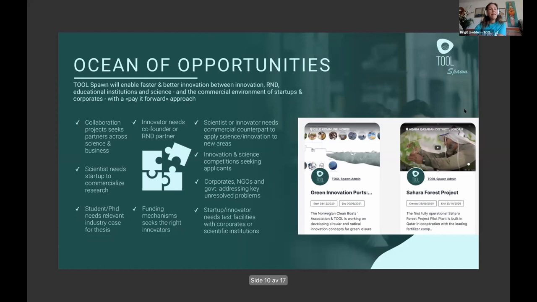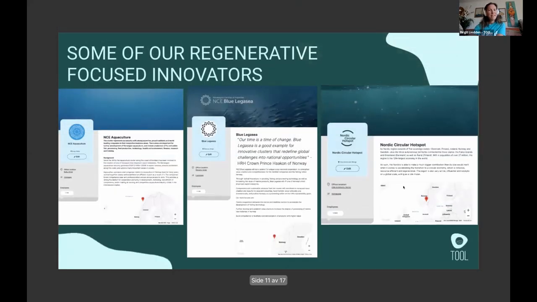And we have now tested this with matching collaboration projects with partners, matching scientists and professors in universities with startups, funding mechanisms that are seeking the right innovators, various competitions worldwide, but also startups and innovators that need test facilities or pilot customers to verify their solutions and to really get to the next step. So I wanted to show you some of our regenerative focused innovators and partners.